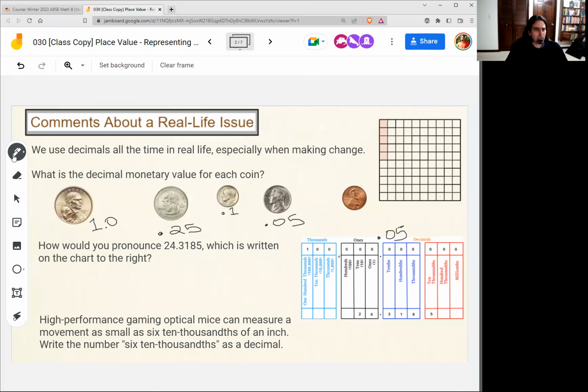By the way, if I put them together, I had in my pocket a dime and a nickel. I could do that. Pardon my artwork, which is not great. And that would be 0.15. I have 1/10. There's that 10th column. And I have 5 more hundredths.